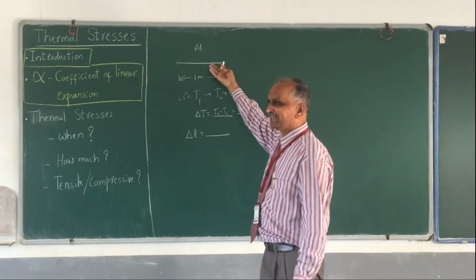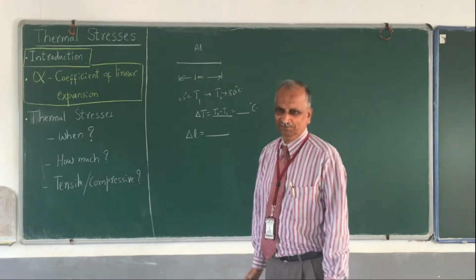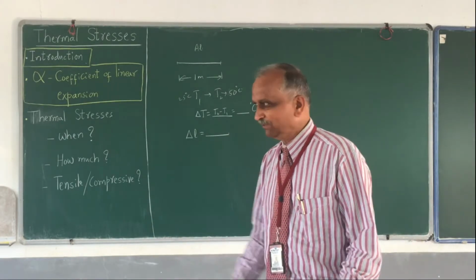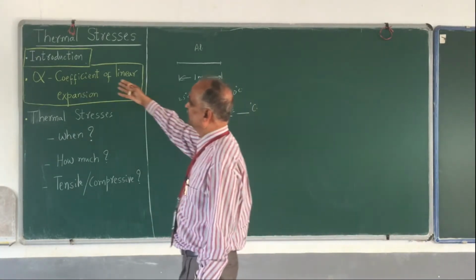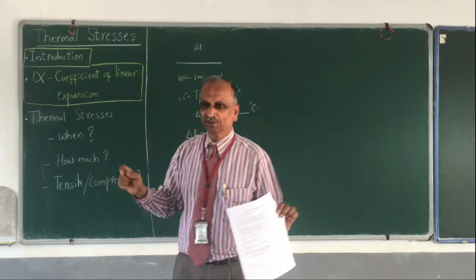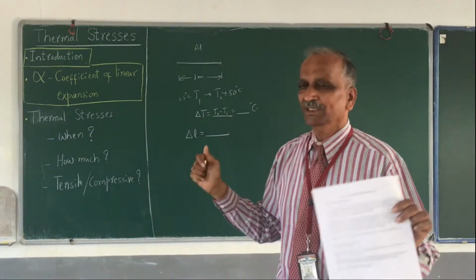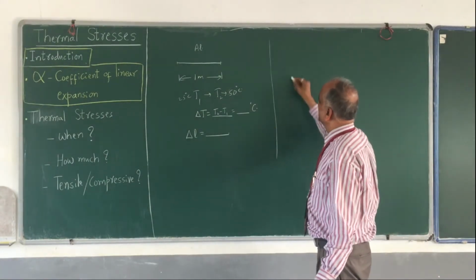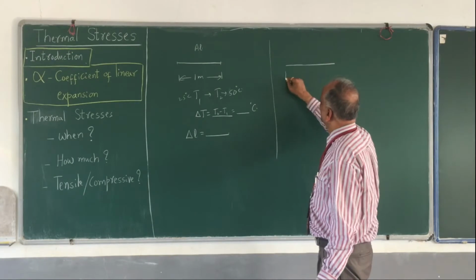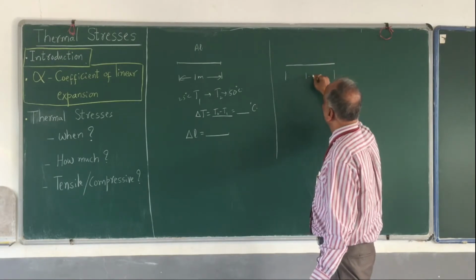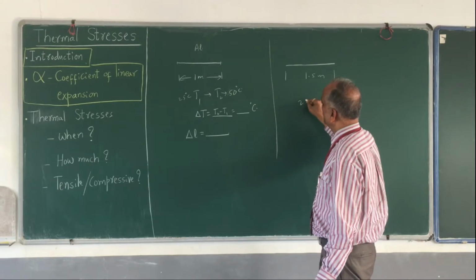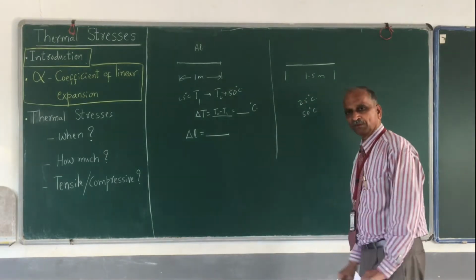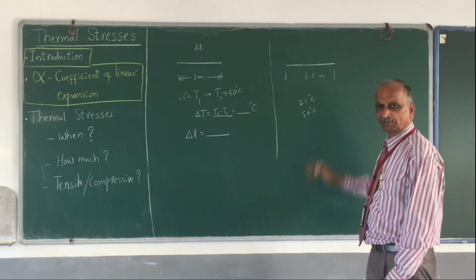The area of cross section is immaterial. Whether it is 10 millimeter square or 20 millimeter square or 30 millimeter square, the area of the cross section of the wire is not going to matter. If instead of 1 meter I take something different, say 1.5 meters, again 25 degrees centigrade, then I increase to 50 degrees centigrade, again its length will increase.